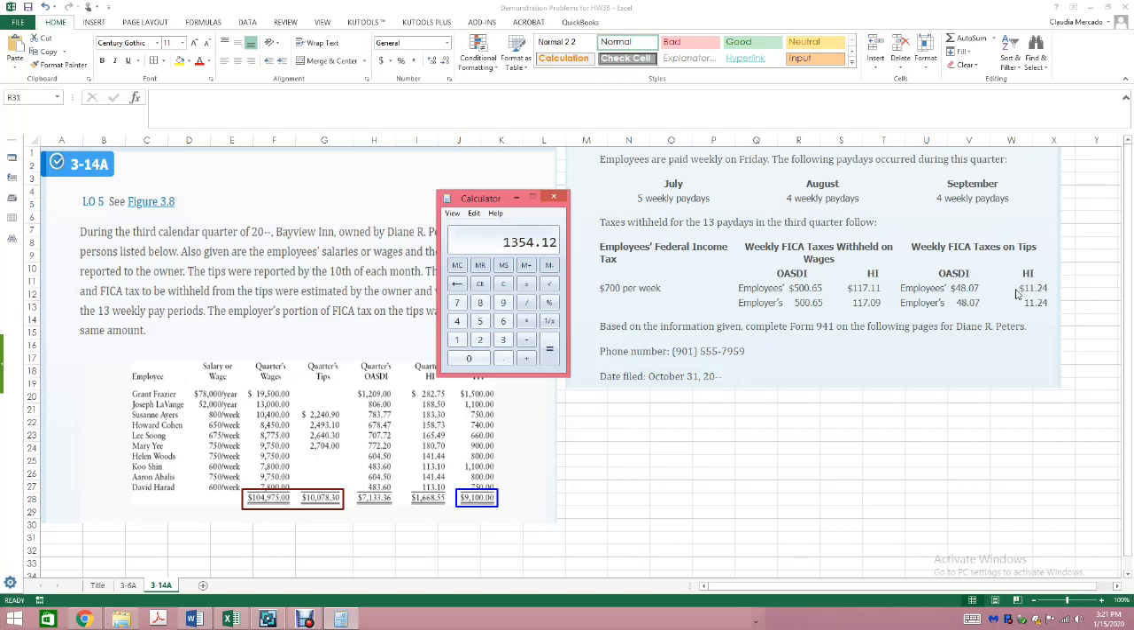Once you get the total of all of these taxes for both the employee and the employer, you just multiply by the number of periods, which were 13. That's going to give you 17,603.56. And I'm going to write that number down so I can remember it. That is how much was withheld from our employees and how much the employer contributed into the tax account. Now I'm going to go back to my form.